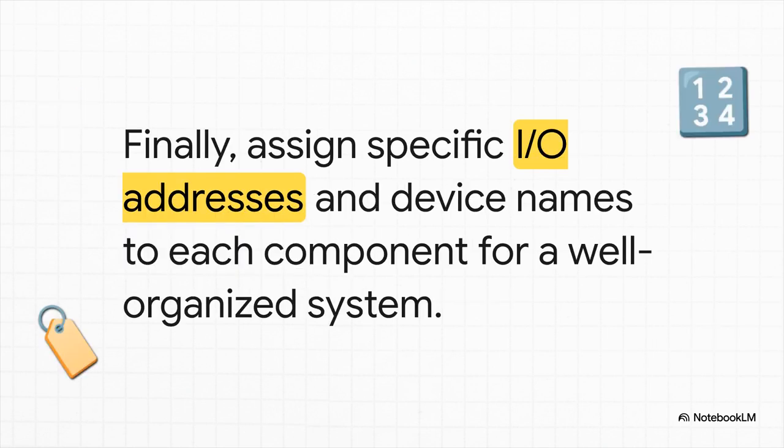All right, last step for our blueprint. We need to give everything an address. Think of it like a house number and a street name for every single component. We assign unique I/O addresses and device names. Why? So there's absolutely no confusion. The controller knows exactly who it's talking to at all times. It's all about creating a system that's organized and, most importantly, reliable.